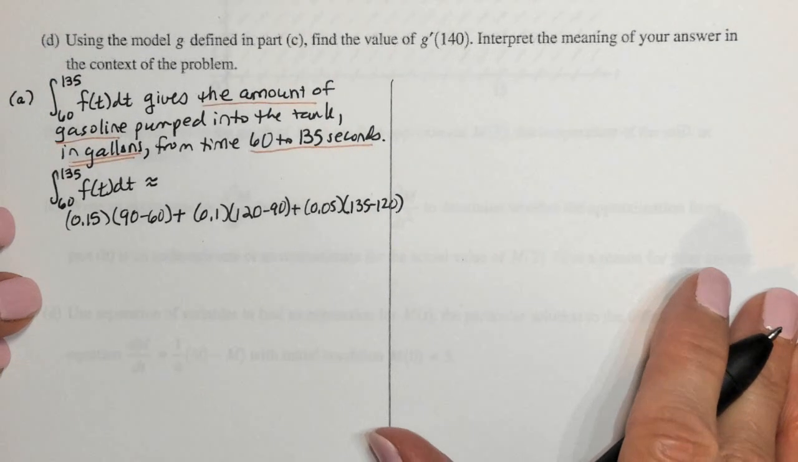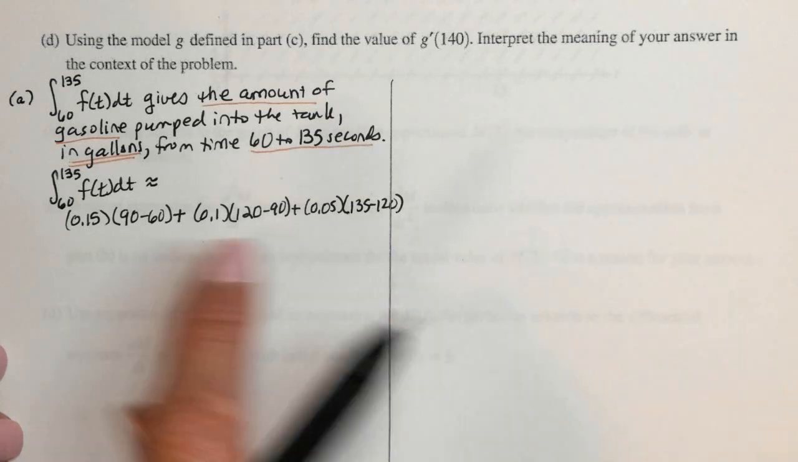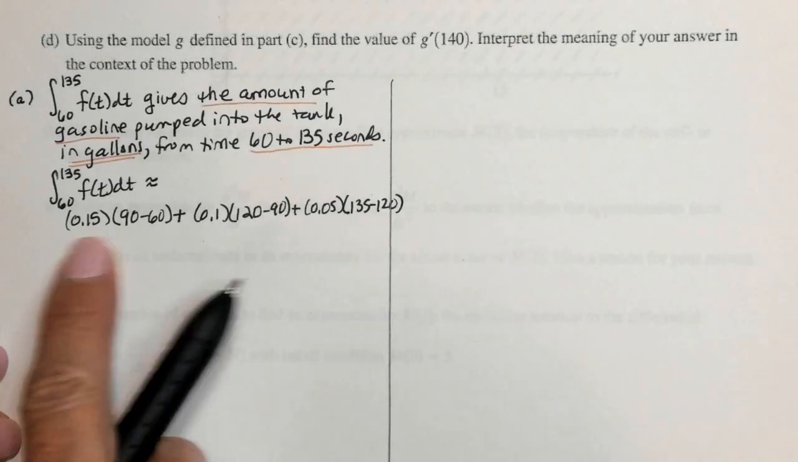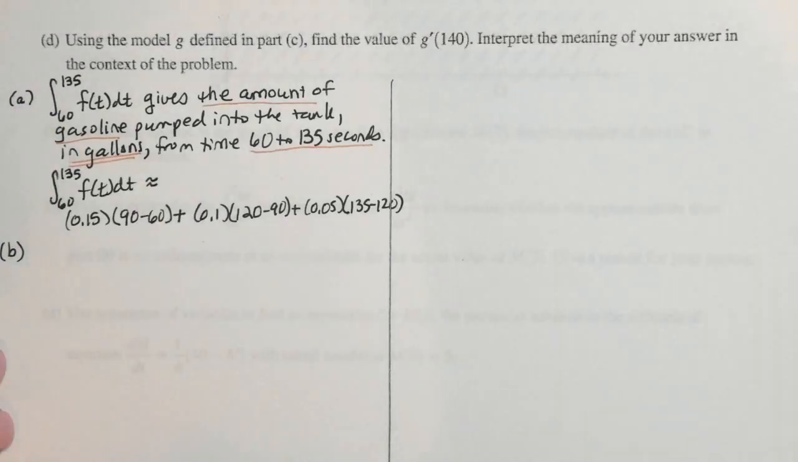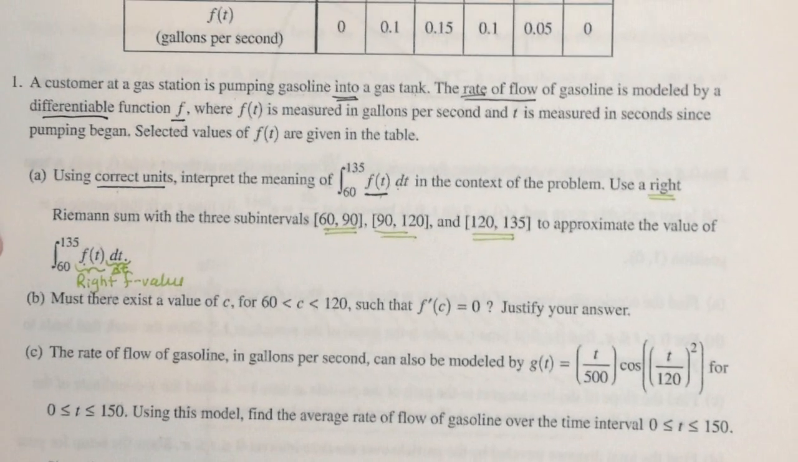Okay? So that is the right Riemann sum. That is the approximation for that definite integral. This is a calculator active problem. That does not mean I have to add that up. I'm done. I'm going to part B. Do not waste your time punching that into your calculator. It's a time waste.